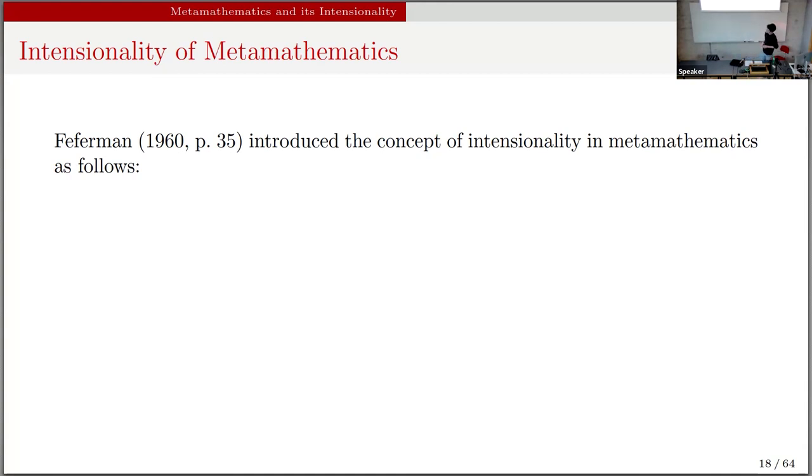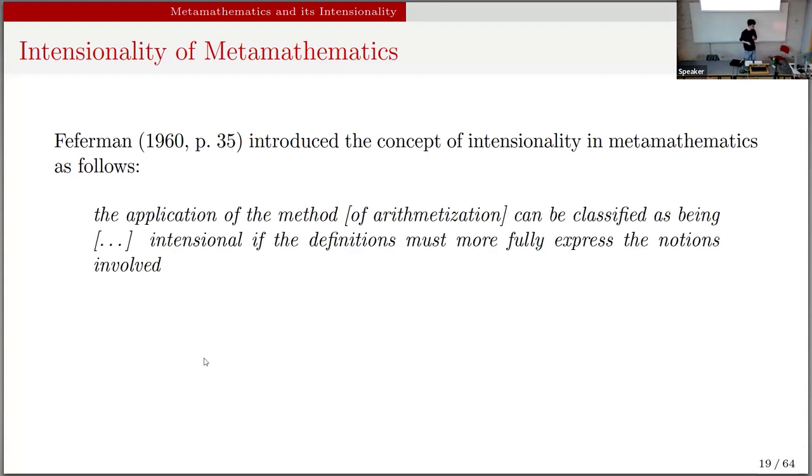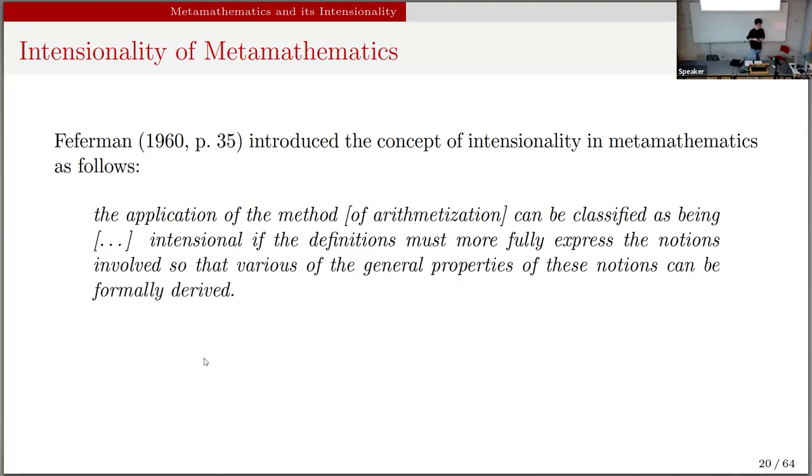So Feferman introduces the principle as follows. The application of the method of arithmetization can be classified as intensional if the definition must more fully express the notion involved, so that various of the general properties of these notions can be formally derived.